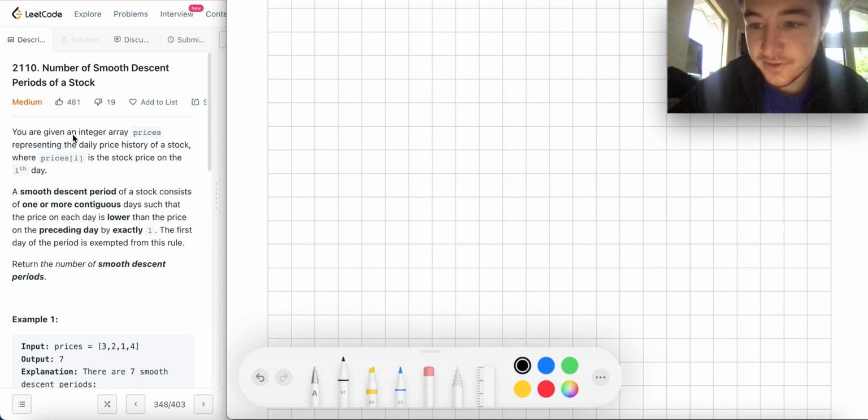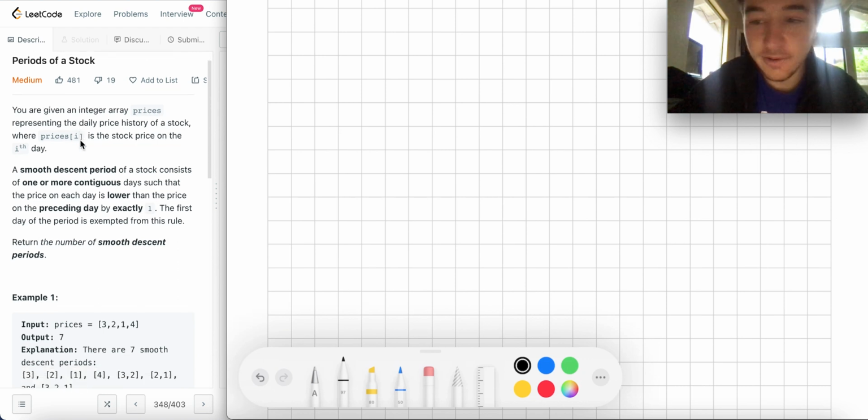Descent periods of a stock. This is pretty much reflective of the stock market as it is right now, especially in the tech sector. It's been nothing but a smooth descent over the last few months. But that's not really relevant to this problem, so let's go ahead and get right into it.